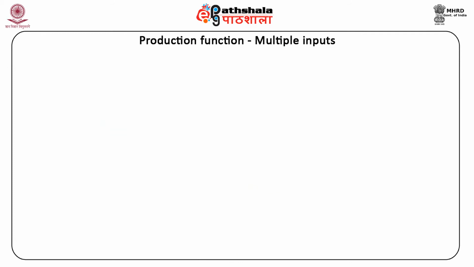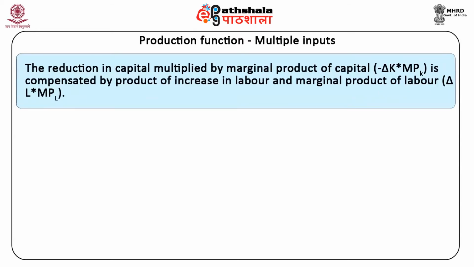As we move along the isoquant, reduction in use of capital results in the reduction in output. In order to be on the same isoquant, the loss of output is compensated by increasing the number of labor employed. This implies that the reduction in capital multiplied by the marginal product of capital, that is change in K into MPK, is compensated by the product of increase in labor and marginal product of labor, that is change in L into MPL.